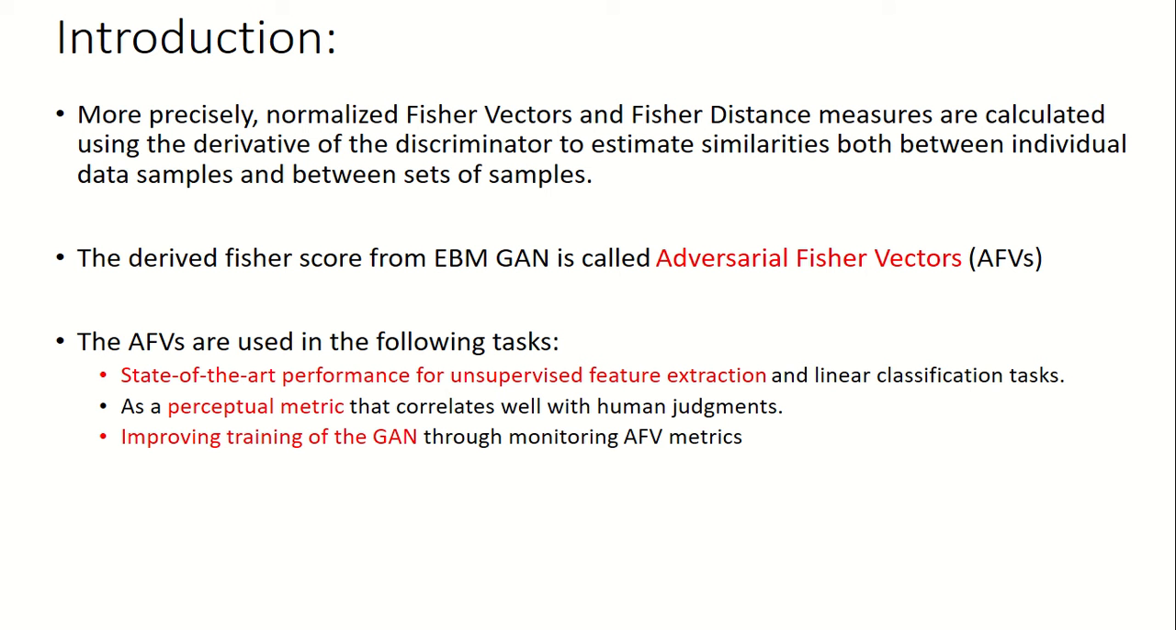So one may raise a question here. Why should we have a discriminator that models the data distribution? We already have the generator in a regular GAN, right? So why should we even propose an energy-based model?